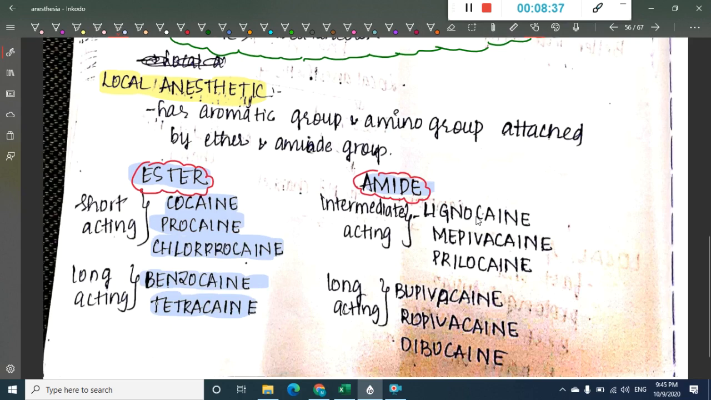Then what are the amide drugs? Amide drugs include lignocaine, mepivocaine, and prilocaine. And long acting amide drugs include bupivacaine, ropivacaine, and dibucaine.